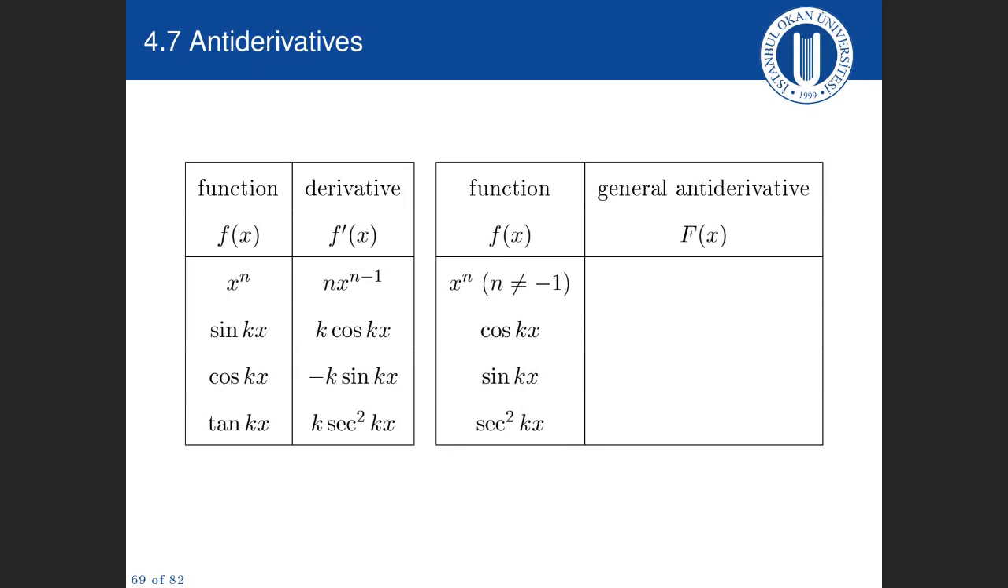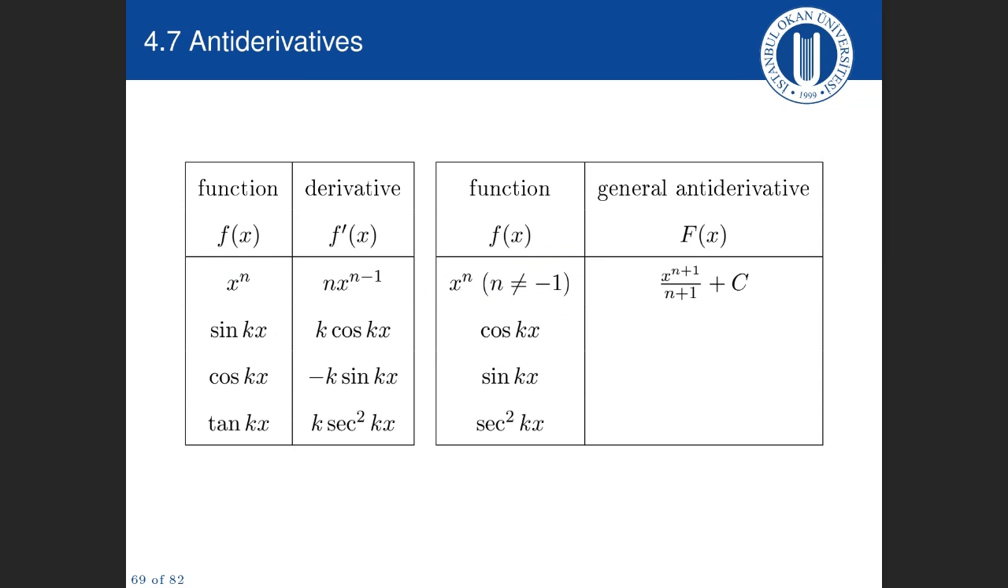First of all, x to the power n, as long as n is not equal to minus 1. Well, what do we do if we differentiate this? If we differentiate it, we decrease the power by 1, and then we multiply it by n. What is the opposite of this? The opposite of decreasing the power is increasing the power. And the opposite of multiplying by a number is dividing by a number.